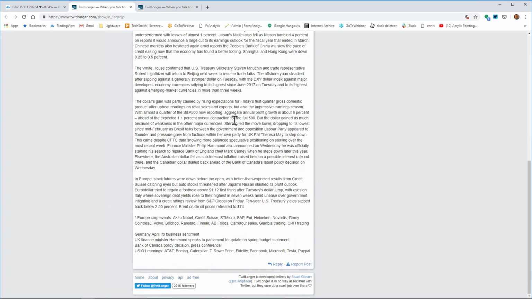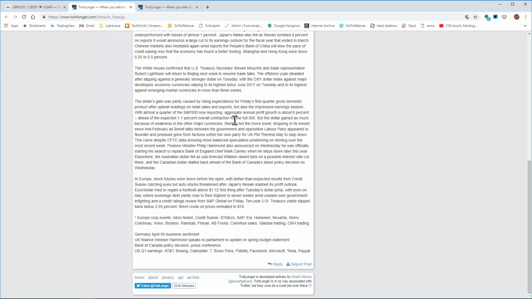The dollar's gain was partly caused by rising expectations for Friday's first quarter gross domestic product after upbeat readings on retail sales and exports, but also impressive earnings seasons, with almost a quarter of the S&P 500 now reporting. Aggregate annual profit growth is about 6%, ahead of the expected 1.1% overall contraction for the full 500. But the dollar gained as much because of the weakness in the other major markets.